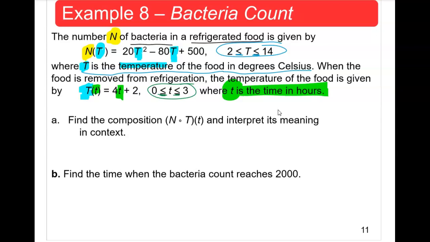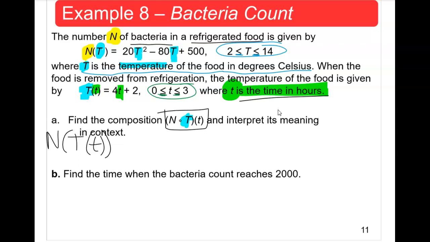So for part A, we are asked to find the composition of N of capital T of lowercase t. What that means is that since function T is mentioned second, the outer function is N and the inner function is capital T. And lowercase t is the time in hours. That will be the input.